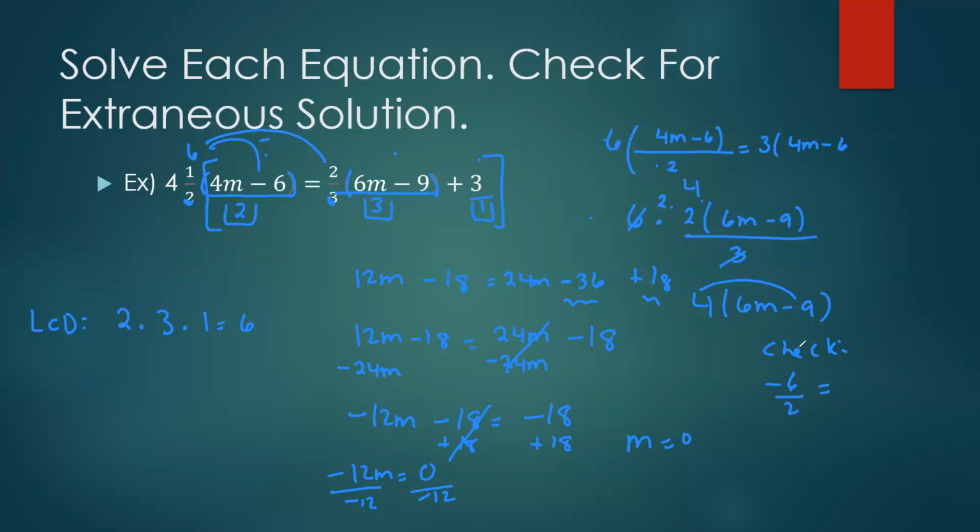And then over here, this is 2/3, so it's 2/3 times 6 times 0 is 0, minus 9, because m is 0, and then plus 3. So this is -18/3 plus 3. That's -6 plus 3, which is -3. And then -6 divided by 2 is -3, which is true. So this concludes that m equals 0. Okay, go ahead and copy and let's move on.